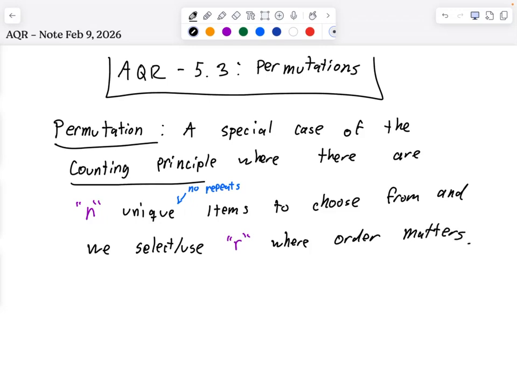Now, the hardest part you're going to have about this is that last little piece, where order matters. Order matters. This is a big thing about today. It's order matters.